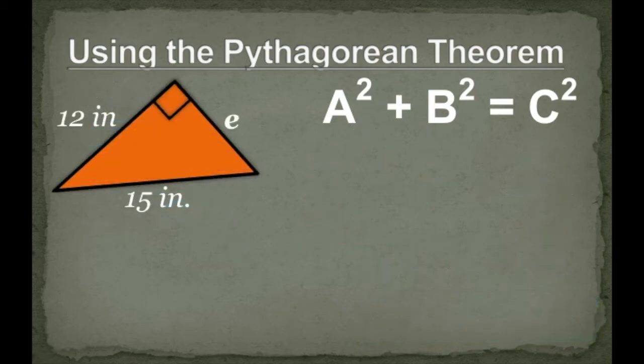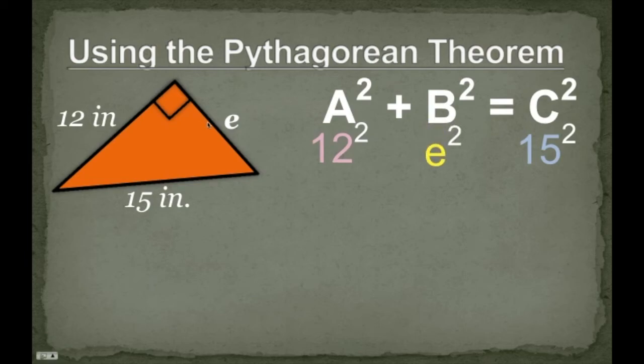So how about this example? Remember, the best thing to do is start with our hypotenuse. And which side's our hypotenuse? Well, here's our right angle box, and the side directly across from the right angle box is 15 inches. So that's our hypotenuse, and we'll put that under C. What about our sides? Our legs? Okay, well, one leg is 12, and the other leg is E. So let's put 12 under A, and let's put E under B.